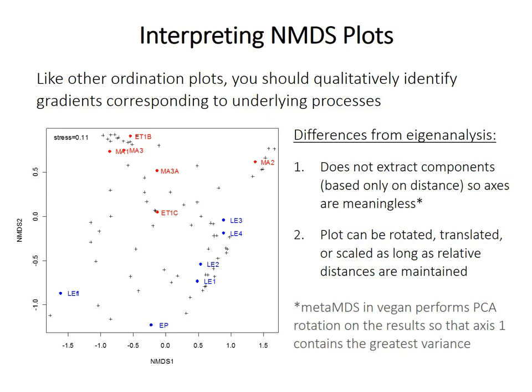So I said that the axes don't mean anything, but I will note that in R, if you're doing this, what it does is that it actually performs a PCA on your ordination results after they're obtained. So axis 1 is supposed to be the greatest variance in the ordination space. So not the original data, but in ordination space.